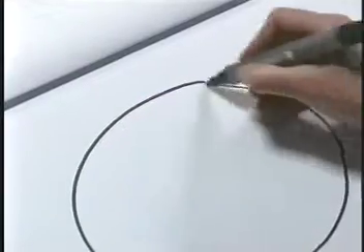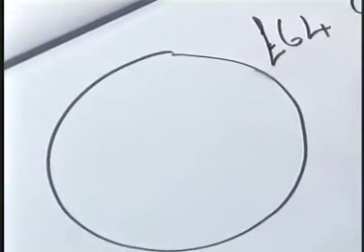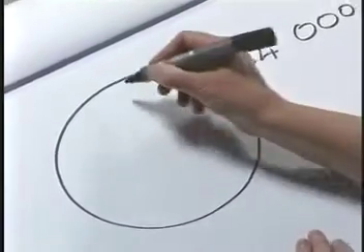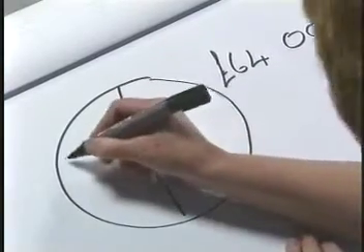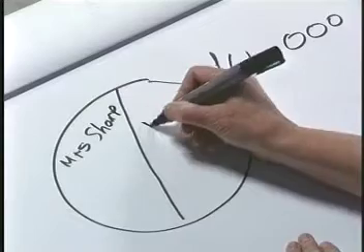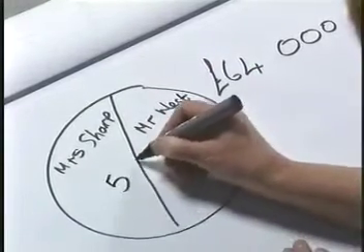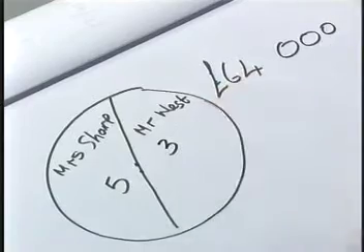Now that's a lot of information to take in. So what I do first is I start off with a diagram. I've got the total inheritance of £64,000 and I divide it between Mrs. Sharp and Mr. West in the ratio 5 to 3. And we want to work out what each gets.